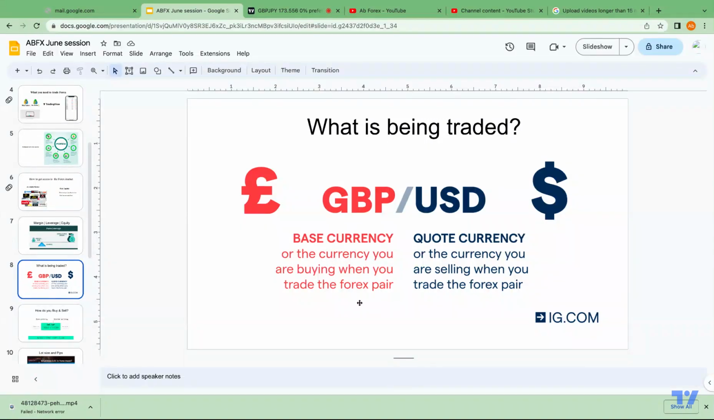Now, the base currency is the currency you are buying when you trade the forex pair, and the quote currency is the currency you're selling. So, if I place a buy order on GBP/USD, it means I am buying GBP. It means my forecast is that GBP/USD is going to be bullish. I hope you guys are getting it.